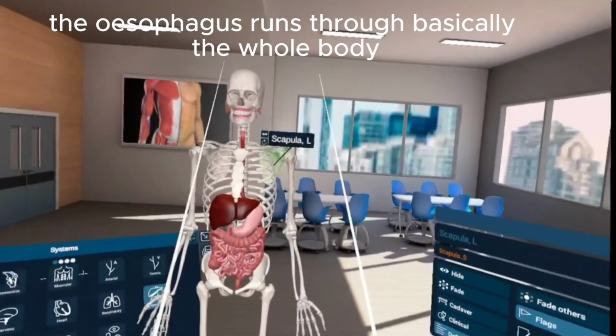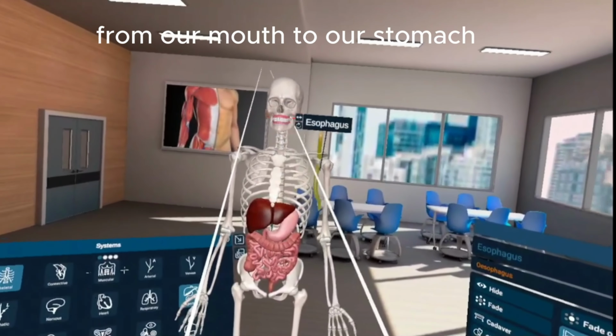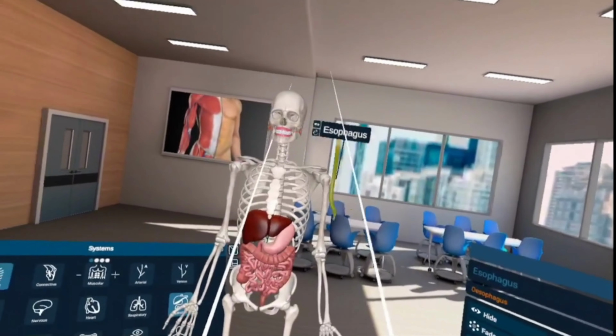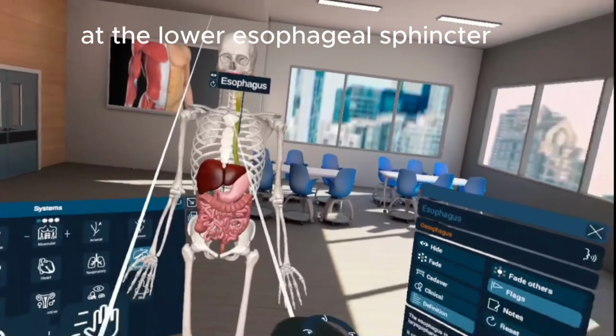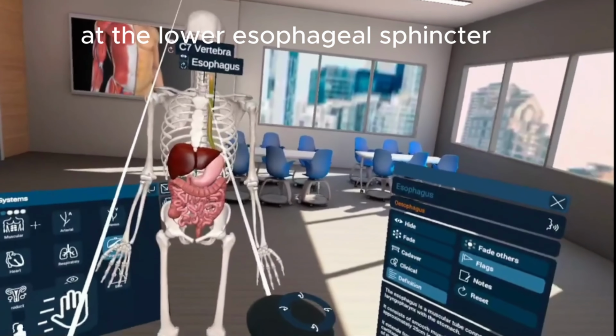As you can see, the esophagus runs through basically the whole body from our mouth to our stomach. The esophagus joins to the stomach at the lower esophageal sphincter, which helps prevent acid reflux.